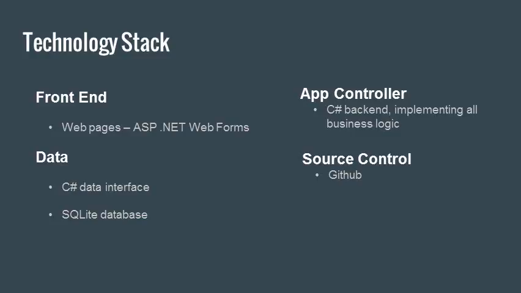ImmuData uses an ASP.NET Web Forms front-end. The app controller and business logic are implemented in C#, as is the data interface. Immunization data is stored in a SQLite database. Source control is privately hosted on GitHub.